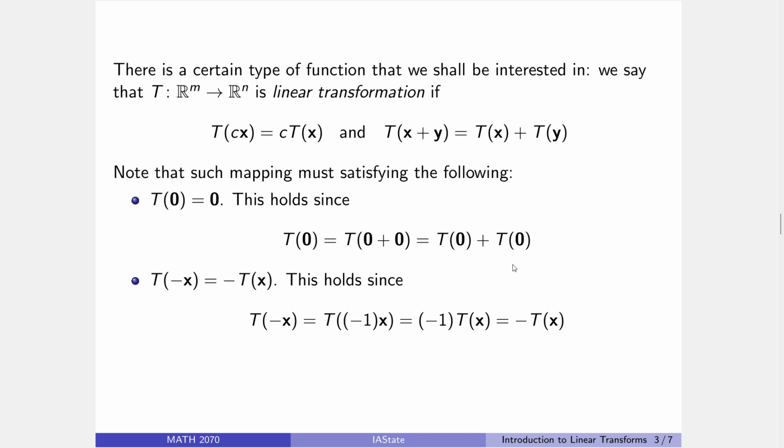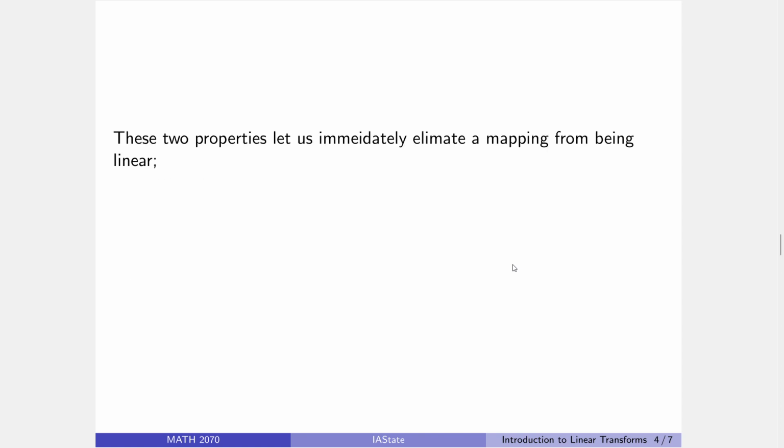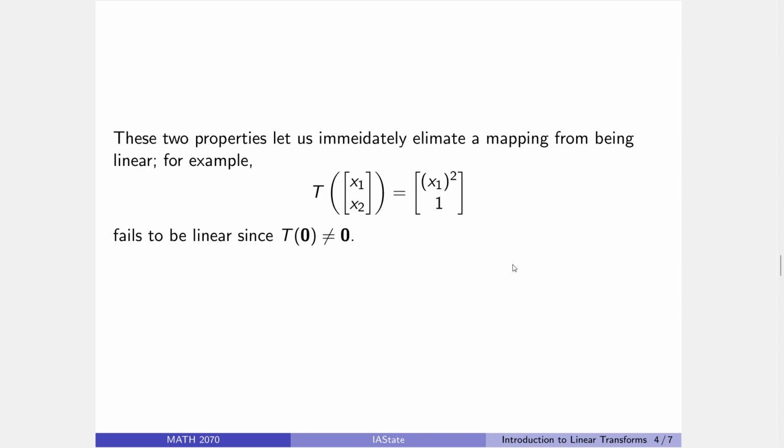So it's pretty easy now to immediately throw out functions that are not linear. So for example, the first function we talked about here from R2 to R2 fails to be linear for a variety of reasons, but a quick and easy one is that it clearly does not send 0 to 0. 0 will get sent to 0, 1, failing to be linear. All right, so here we have an example of something that is not linear, a non-linear mapping.